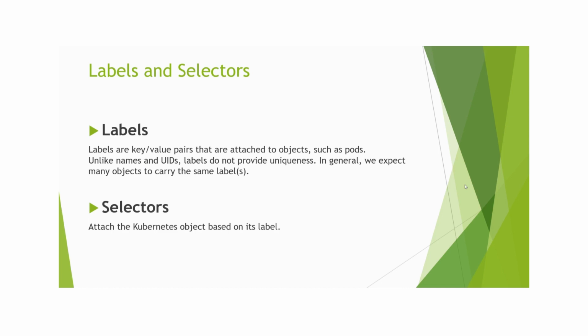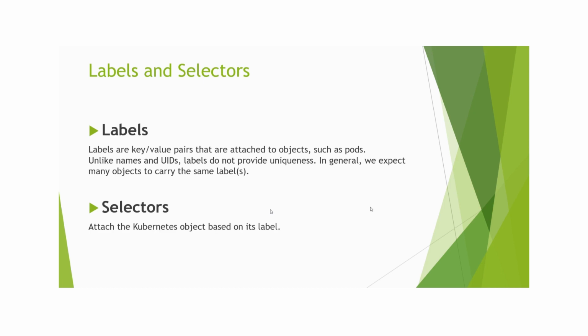Labels and selectors. Labels are key value pairs that are attached to objects, such as pods. Labels do not provide uniqueness. It just puts a label on a pod. And a selector attaches the Kubernetes objects based on their label. So they both communicate with each other, labels and selectors.